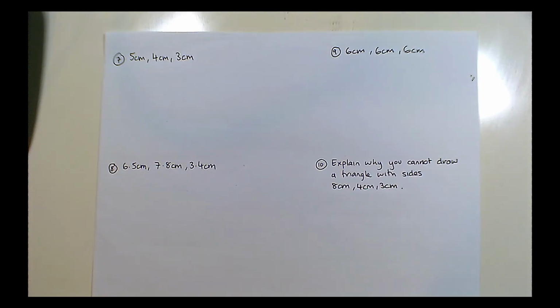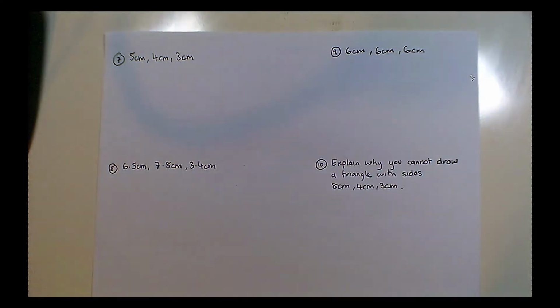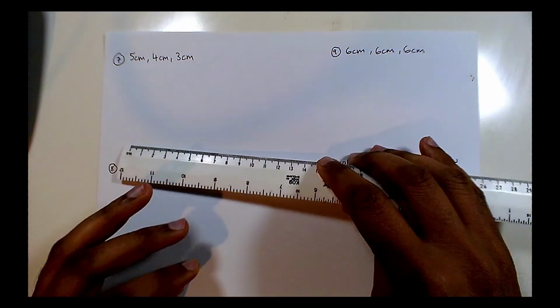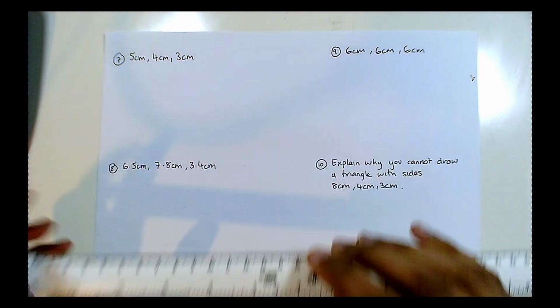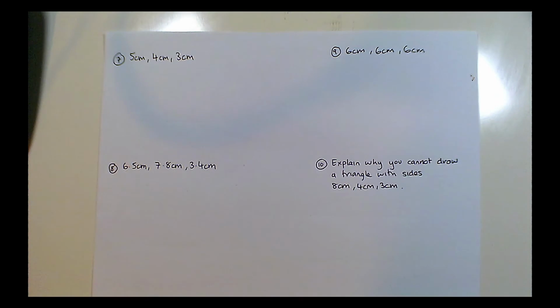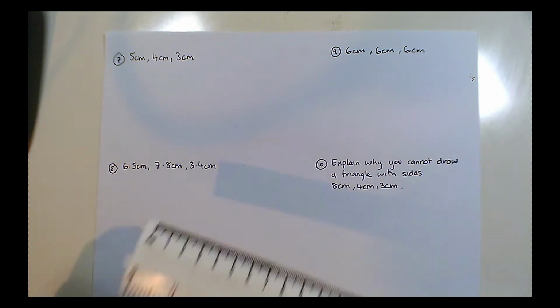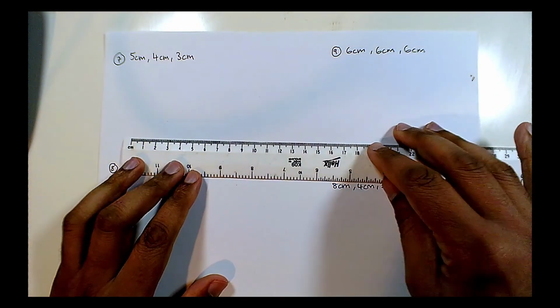Now when it comes to drawing the SSS triangles, again what you want to do is make sure that you're drawing the longest side first as your baseline. So for question 7 we've got 5 centimeters, 4 centimeters, 3 centimeters. So what I'm going to do is go for the 5 centimeter line first.